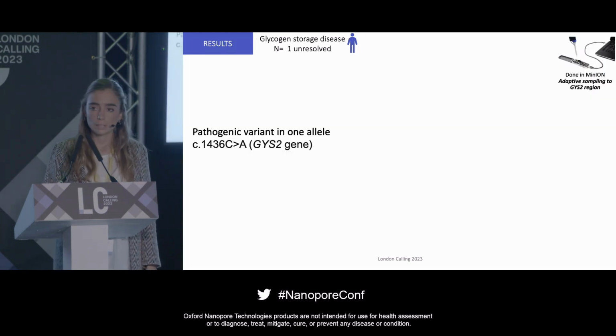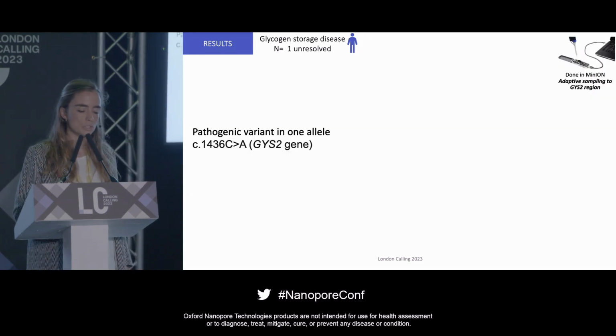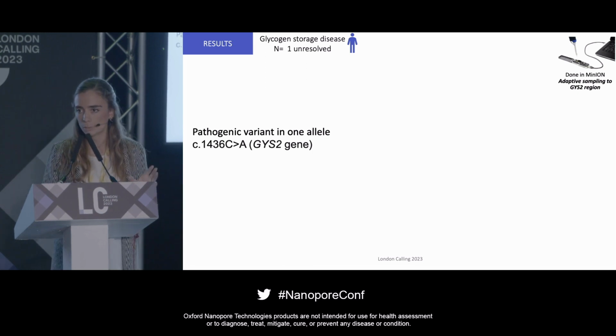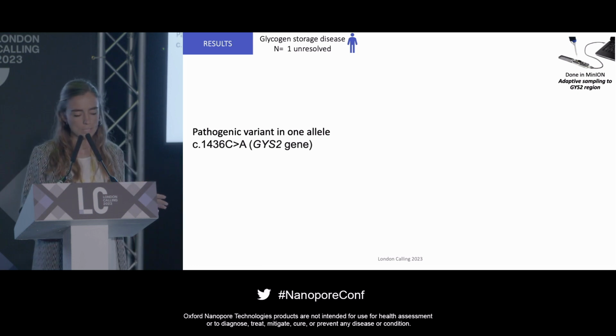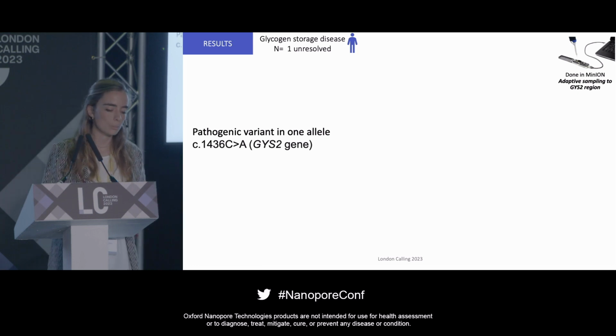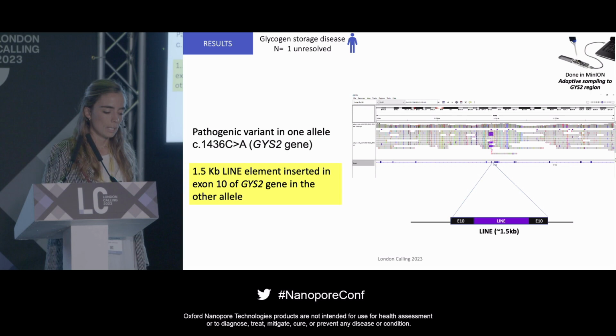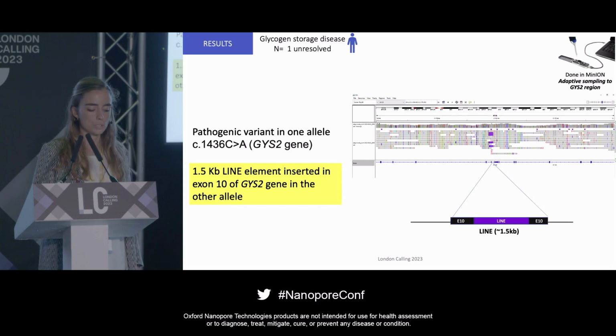The next disorder studied was glycogen storage disease. In this case, we had 1 sample with a pathogenic variant, a single nucleotide variant in the GYS2 gene, but again, it's a recessive disorder, so it was not sufficient for the diagnosis. So we studied this by nanopore sequencing in the MinION device, and we detected a LINE element of 1.5 kilobases in exon 10 of the GYS2 gene.